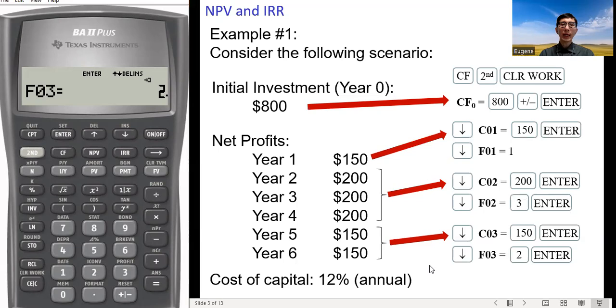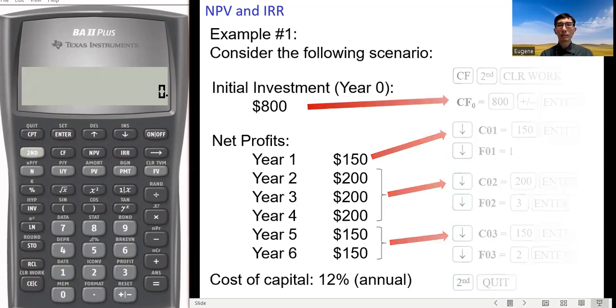All the information is entered, so we can quit the worksheet by pressing second and then quit. Quit is the second function over the CPT button. Next, we can compute the NPV or the IRR.